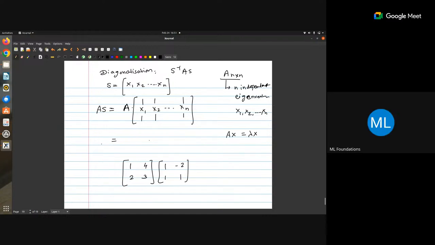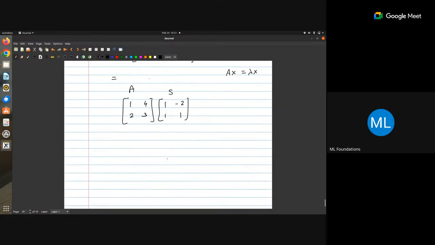Okay, one and minus two, one. So suppose this is matrix A, and this is the matrix of eigenvectors here. If I do the multiplication, what will it be? Just look into it. This is 2 cross 2, this is 2 cross 2. So the final output will also be a 2 cross 2 matrix. Can you tell me what should be the value here? 5. Right? Here it is 2. Minus 8 plus 3. Minus 4 plus 3, which is minus 1.